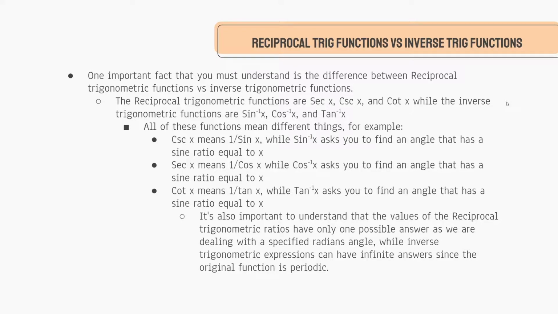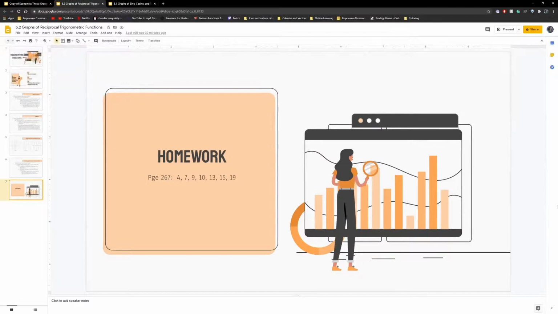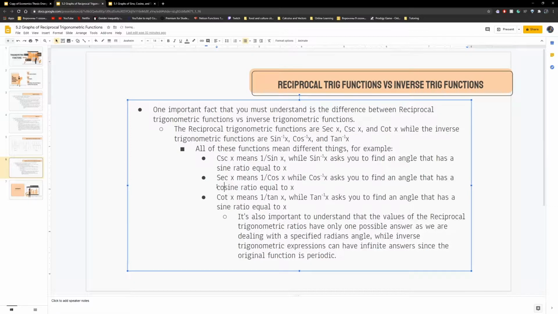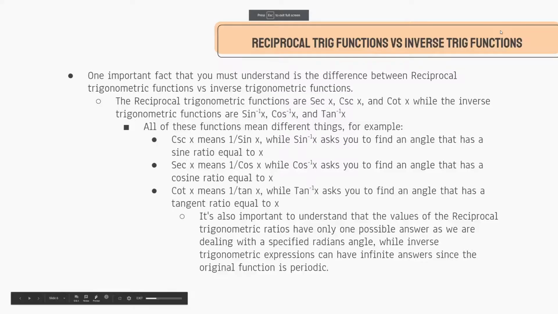Again, this kind of idea follows for all the other functions and inverse functions. So secant of x means 1 over cosine of x, while cosine inverse of x asks you to find the angle that has a cosine ratio equal to x, and this should be a tangent ratio of x. There you go.